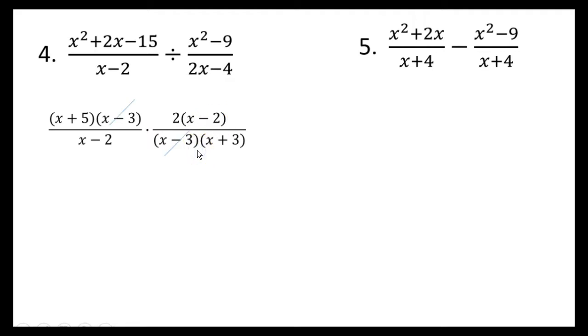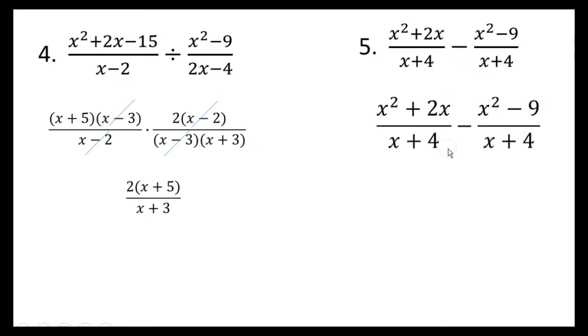x minus 3, and x minus 2, and x minus 2. My final answer: 2 parentheses x plus 5. That's what's left in the top, and an x plus 3 in the bottom. You're going to usually assume with division problems that x is all real, can be any number. You're going to assume that because it's going to tell you that.